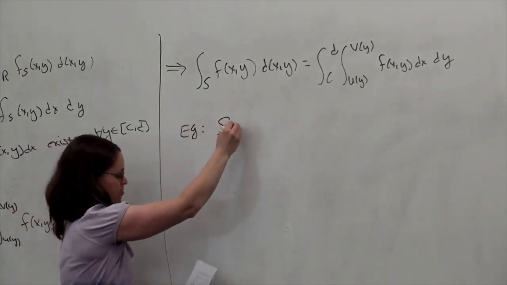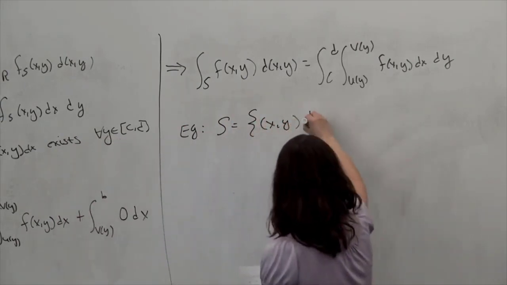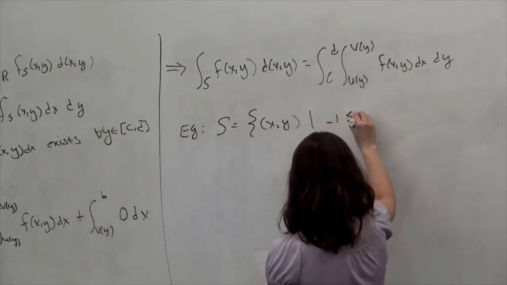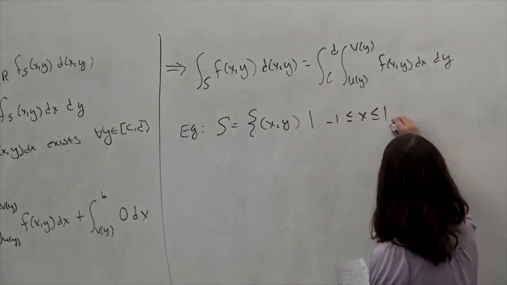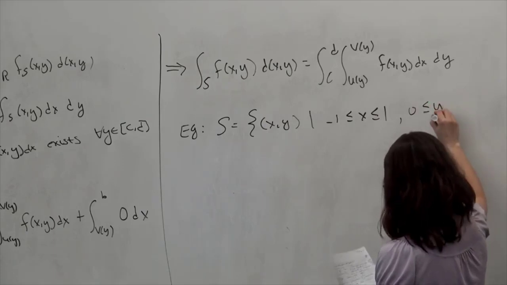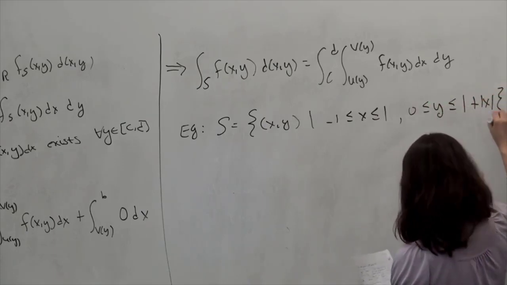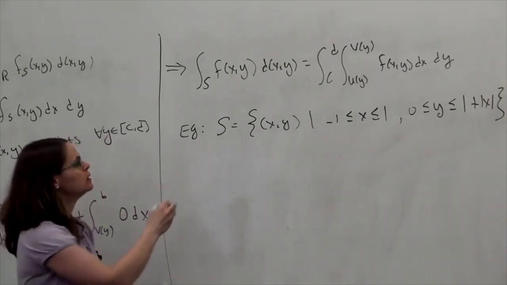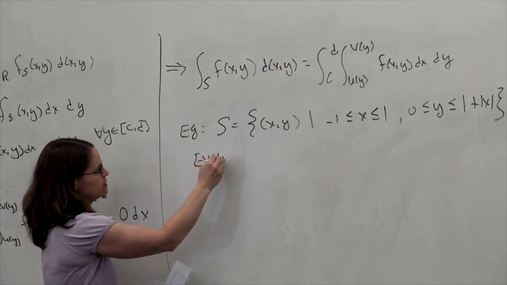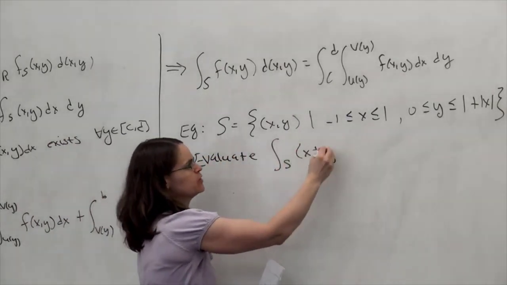So let's suppose we want to do this integral over this region. X is between -1 and 1, and y is less than or equal to 1 plus the absolute value of x. And we want to evaluate the integral of x plus y over this region.